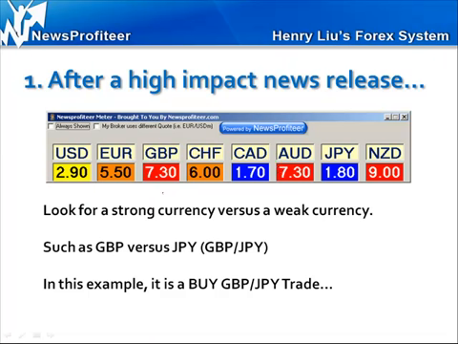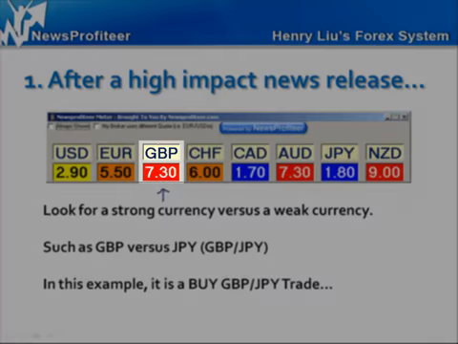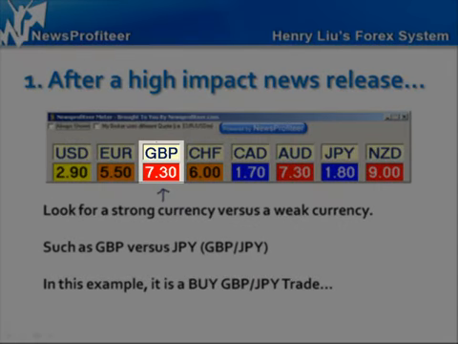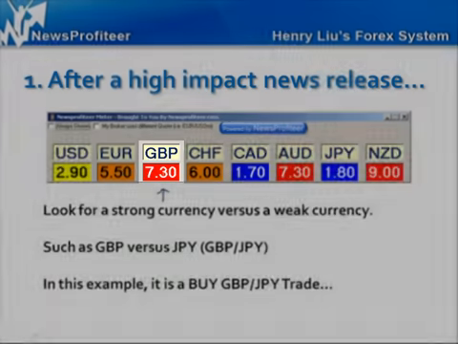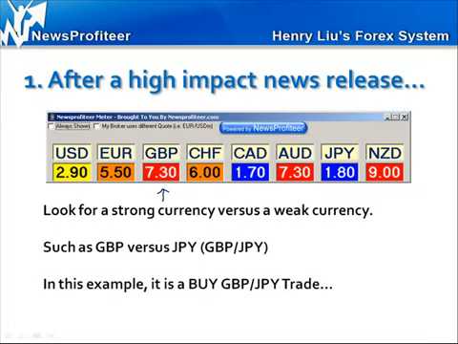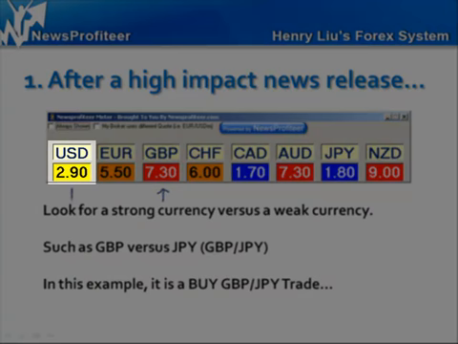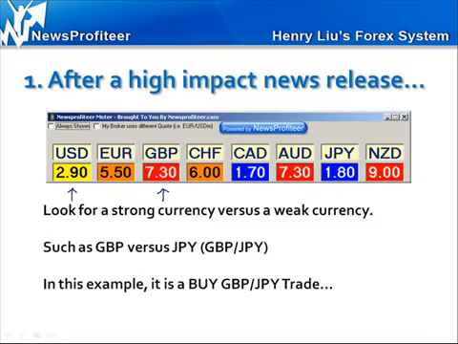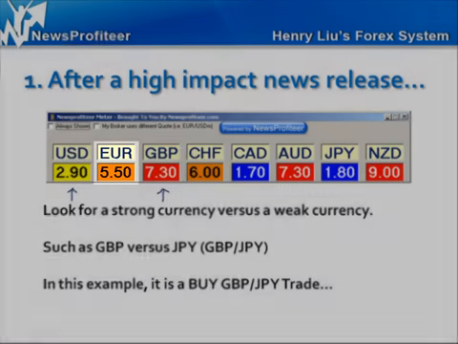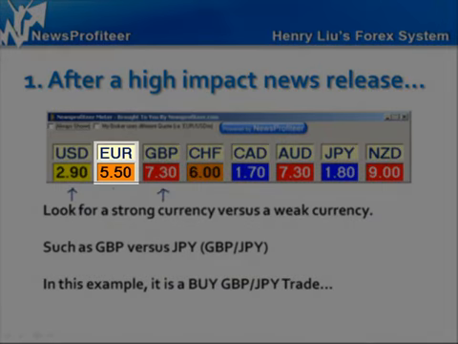Let's say that we do have a strong release that just came out from UK, and our focus obviously is going to be on its currency, which is the Great British Pound, GBP, and we're seeing that after the news, pound is showing a 7.3 of strength. Now we have several pairs that we can trade with the GBP, with the sterling. Number one is obviously the GBP/USD, and the USD is showing a 2.9. Not too bad. The second pair is the European crosses, which will be the Euro Pound, is showing a 5.5.